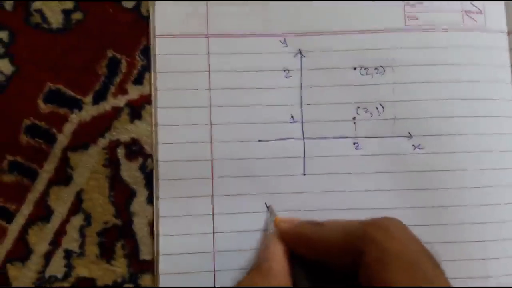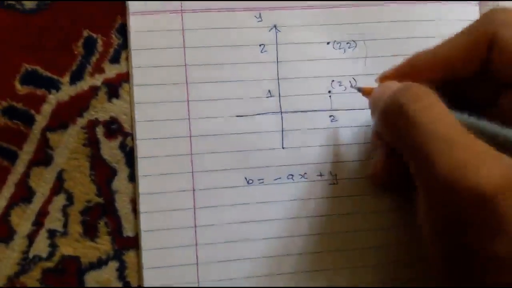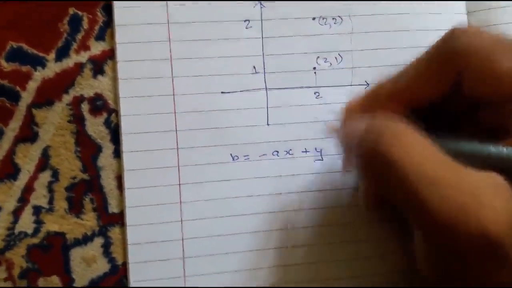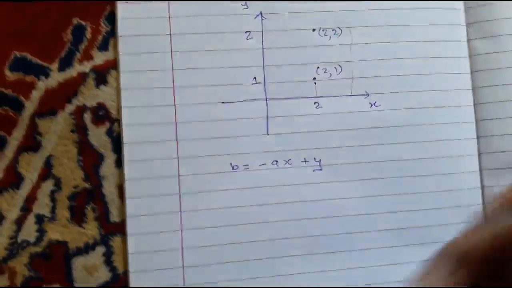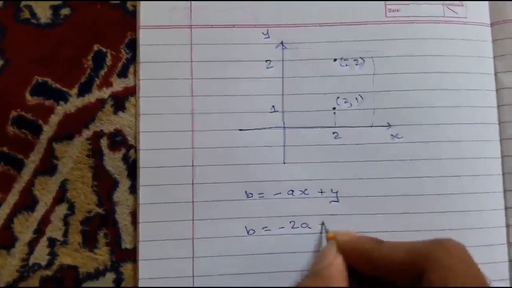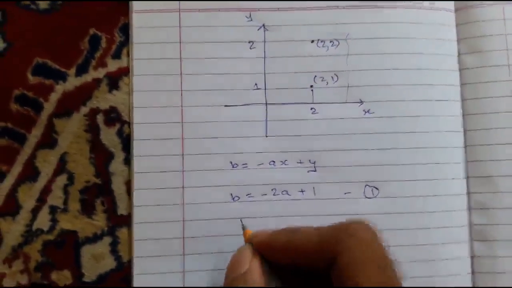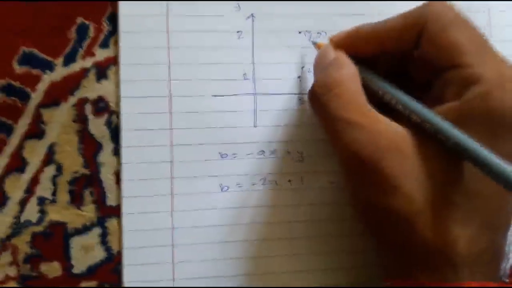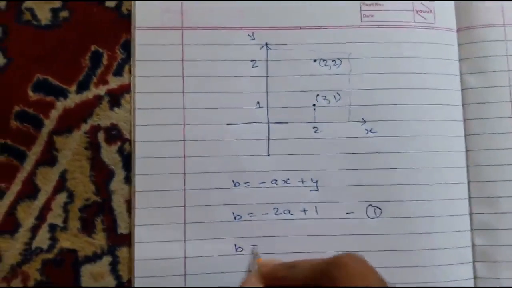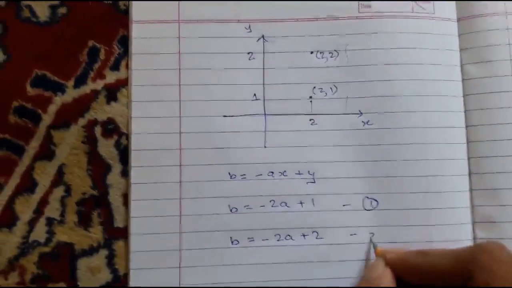So we have this equation that is over here. So we have b is equal to minus ax plus y. So let us put the first point over here. So in place of x I will put 2, and in place of y I will put 1. So we get b is equal to minus 2a plus 1. So this is my first equation in the parametric space, the AB space. The next equation that will come is with this point, so 2 comma 2. So the next equation will be b is equal to minus 2a plus 2. So this will be my second equation.